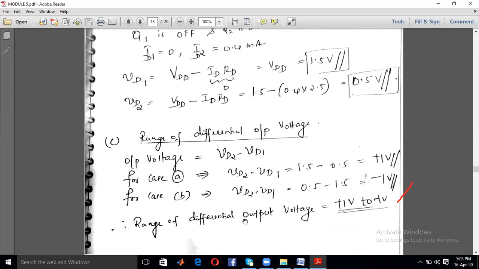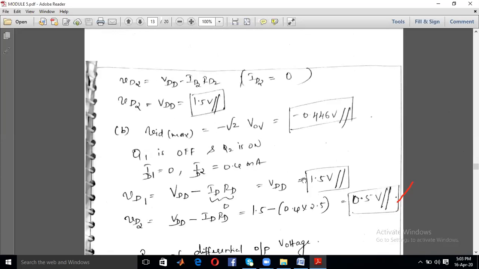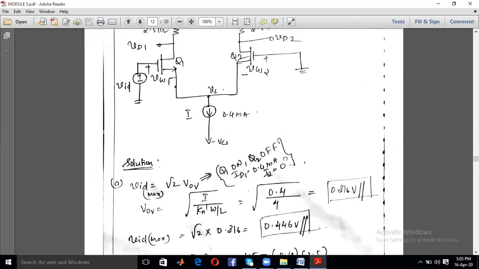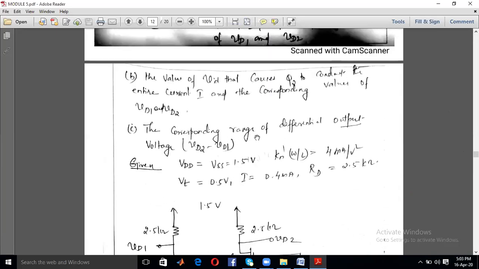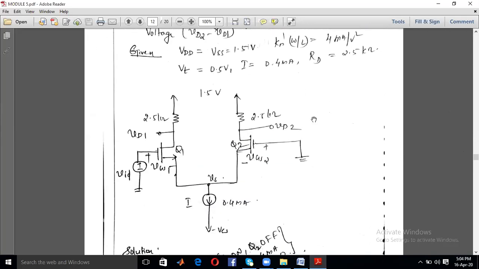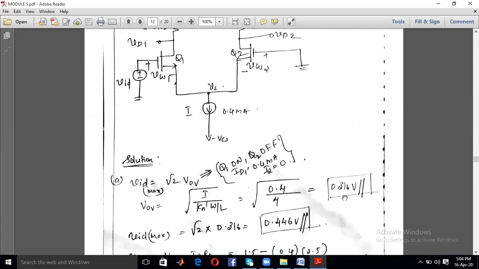So what is the range of the differential output voltage? It goes from plus 1 volt to minus 1 volt. Understood? For the first case, it was plus 1 volt. The second case was minus 1 volt. So recall the third question. What was the third question? You have to find the corresponding range of the differential output. Differential output means VD2 minus VD1. So in the first case you got plus 1 volt, in the second case minus 1 volt. So the differential output ranges from plus 1 volt to minus 1 volt.